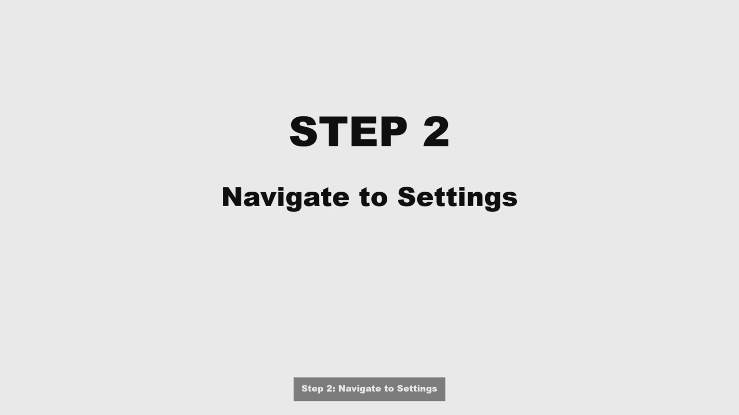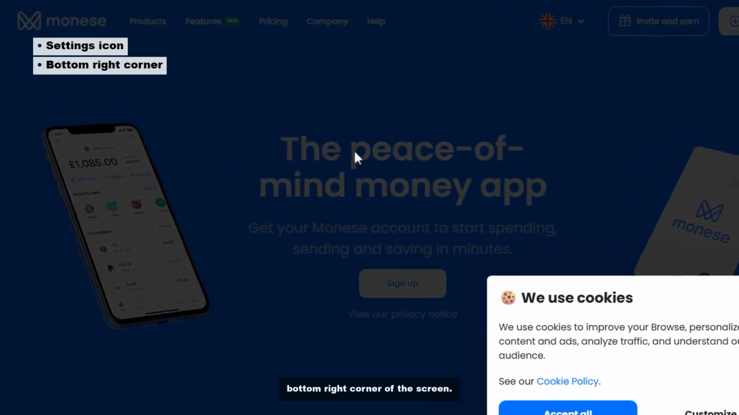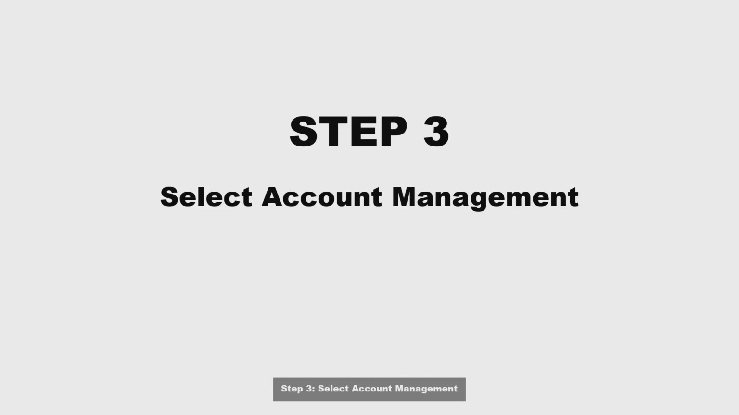Step 2. Navigate to Settings. Once you're in the app, find and tap on the Settings icon, usually located in the bottom right corner of the screen. Step 3. Select Account Management.